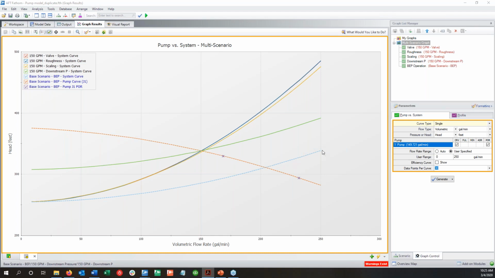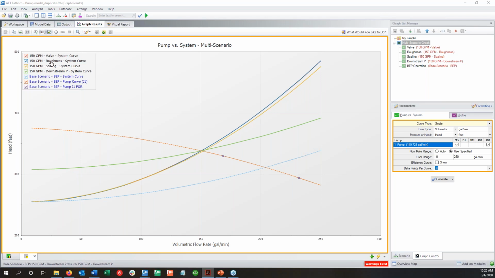So these dashed lines are our BEP operation. This blue dashed line is our starting system curve. We can see we did a good job staying within that preferred operating region. This dashed red line is our pump curve, and we can see that it's intersecting all of our system curves at this 150 gallon per minute. But we can see that our changes cause some pretty drastically different results.